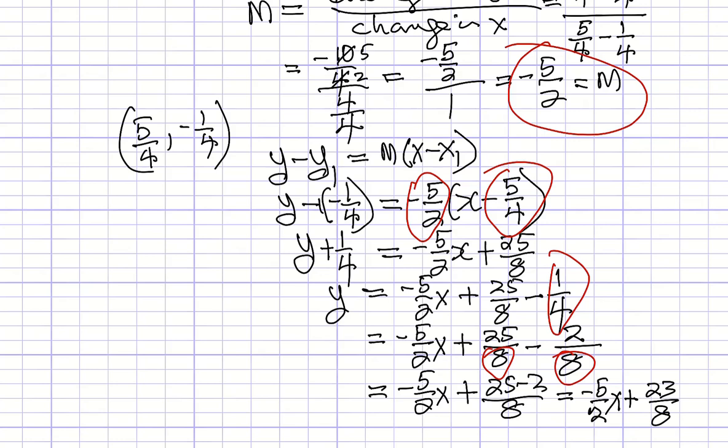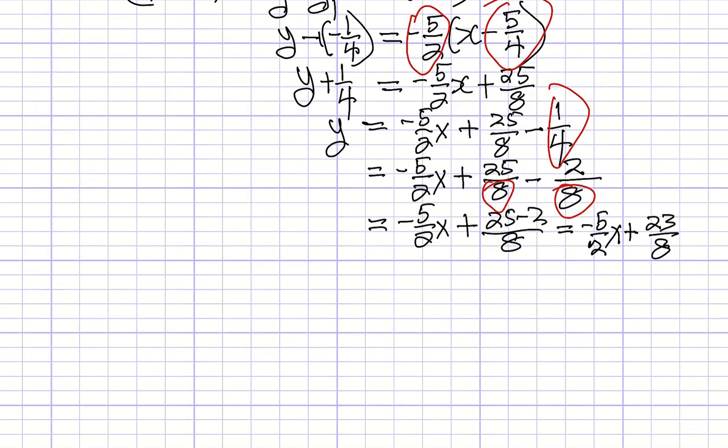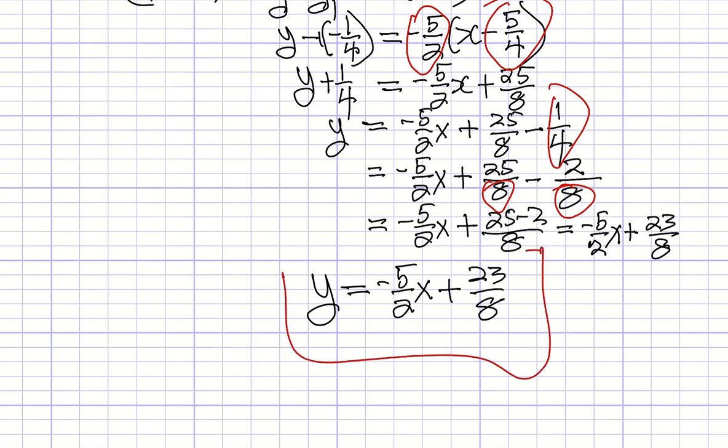Basically, we are done. So let me write it in the form you recognize. y is equal to minus 5 over 2x plus 23 over 8. We are done with this problem. That's the solution there, right? It's a long one, but we'll slug it out. Yeah, we did a good job there. So let's move on to the next one.